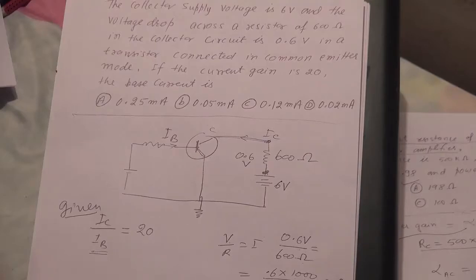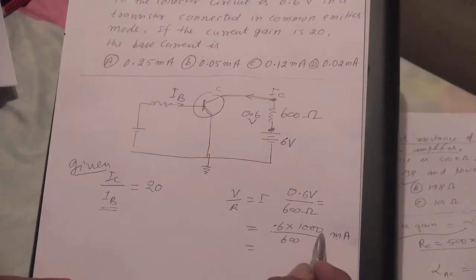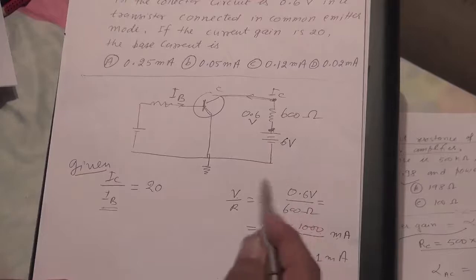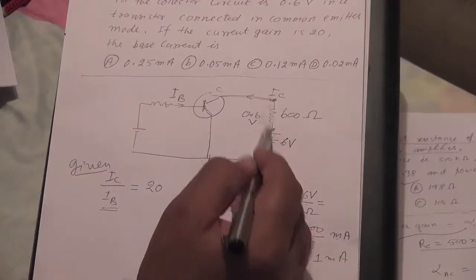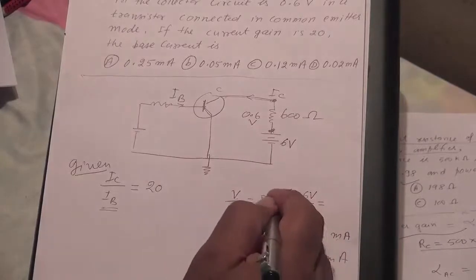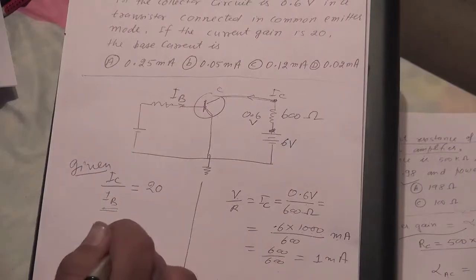Now how much is it? This is 0.6 into 1000 is 600 upon 600. This is equal to 1 milliampere. What is this 1 milliampere? This is V upon R here. What is this IC? This is IC. So IC is this. Now come back to here.